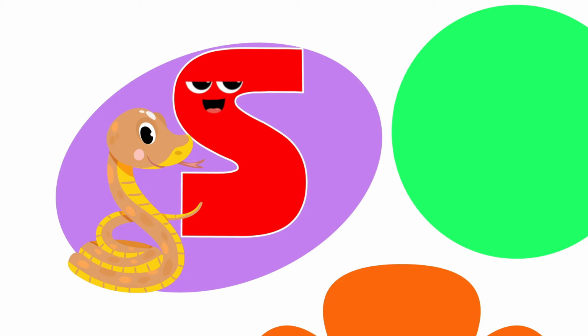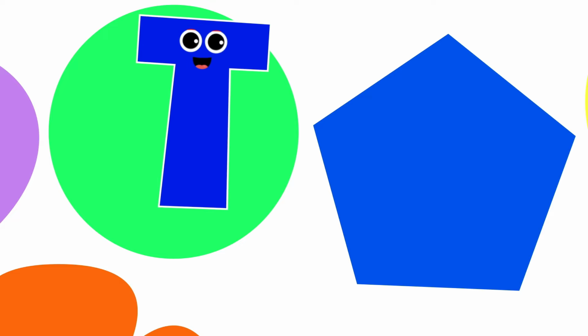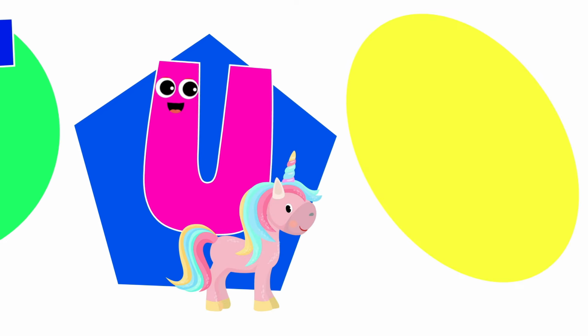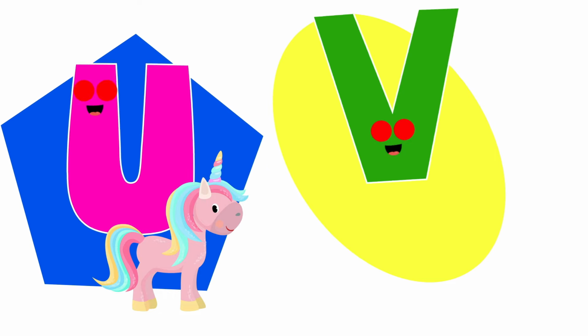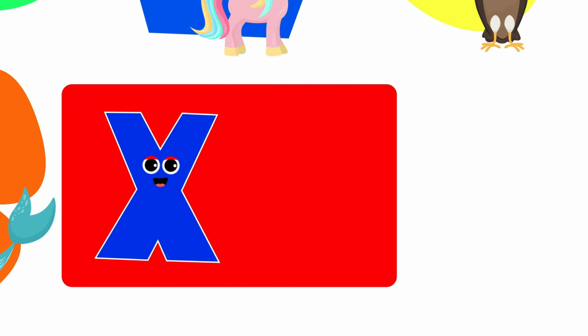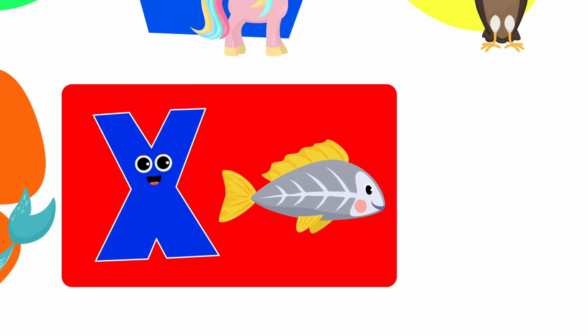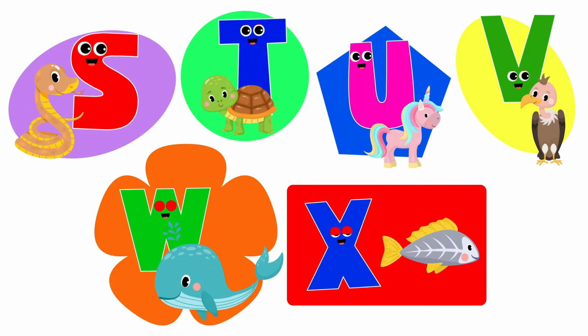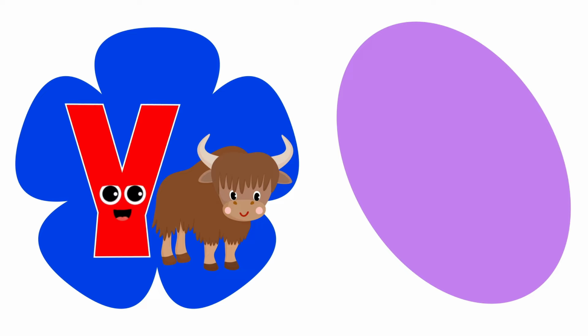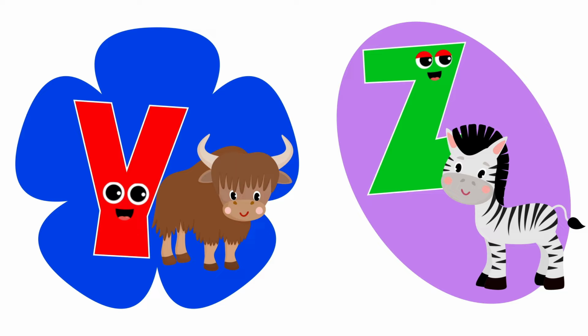S says snake. T is for turtle. U says unicorn. V is for vulture. W says whale. X is for x-ray fish. Y says yak. Z is for zebra.